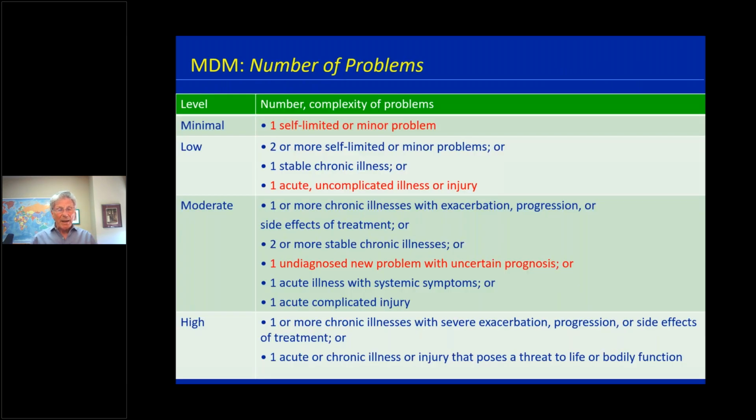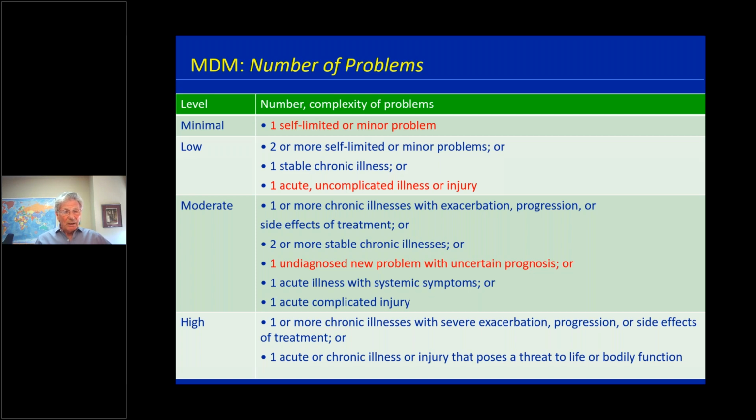Now let's talk about medical decision-making in more detail. So the first has to do with the number of problems. And what you'll do is come up with a score in this first of three elements in terms of how complex was medical decision-making.